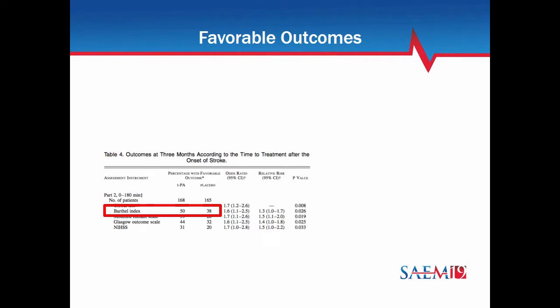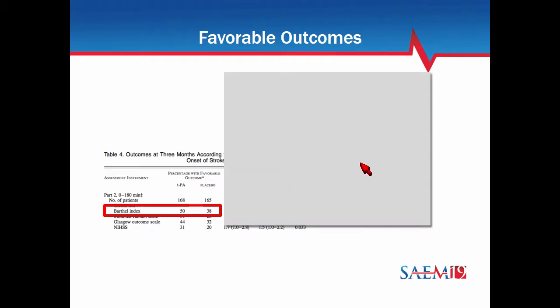This is the outcome table, and they use different scales. Each of the scales will give you the same results, but let's just use the Barthel index. The risk of favorable outcome in the TPA group is 50 divided by 168, right? Because we are doing risk, not odds. So it's the number of patients with that favorable outcome divided by total N. 30% will have a favorable outcome in the TPA group, and 23% had a favorable outcome in the control group.